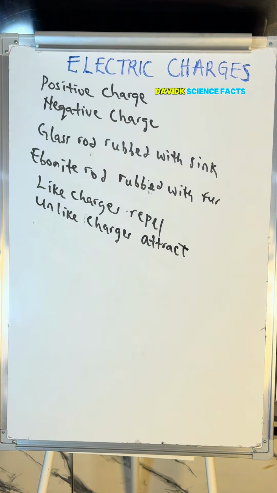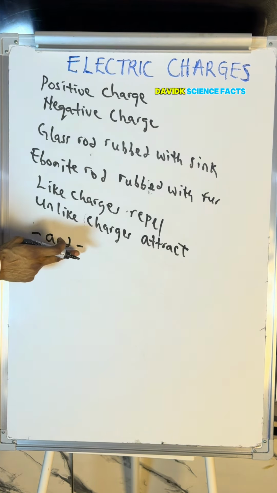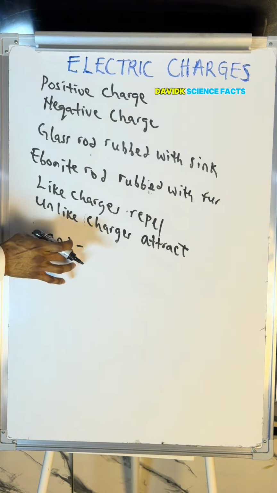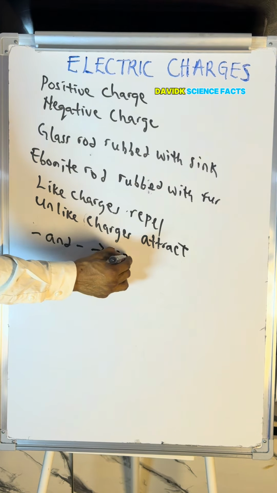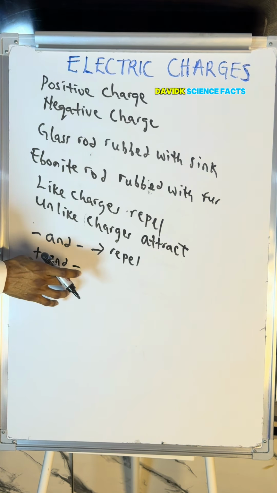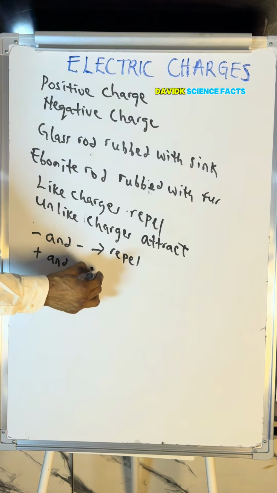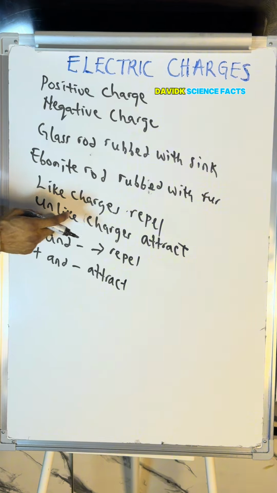Examples of what I mean, now take a look at this sign. This is the negative sign, this is the negative sign. Do you understand? Now when they come in touch with each other, they repel. Do you understand? But when positive and negative come in touch with each other, they attract. That is what I mean by like charges repel, unlike charges attract.